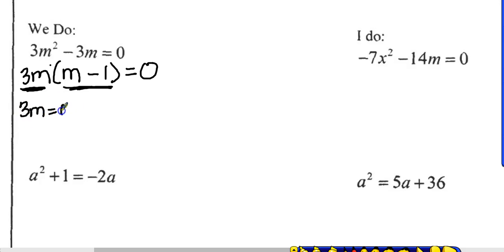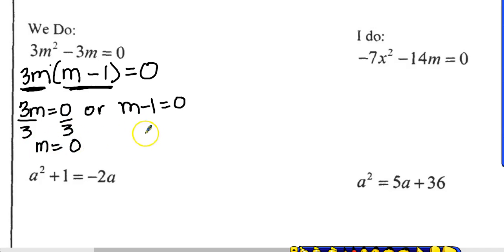It's either 3m is equal to 0, or the other factor, m minus 1, is equal to 0. So, of course, we divide by 3 to isolate m: m equals 0. Or we add 1: m equals 1. I would like for you to write your answers in solution set. So 0 or 1.